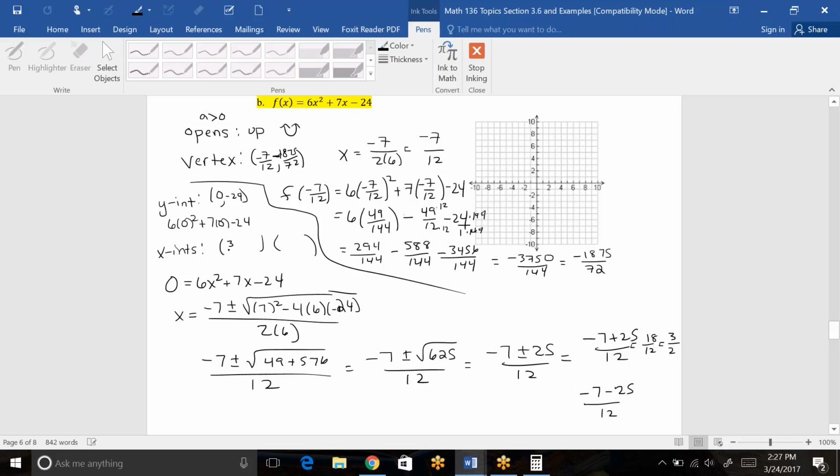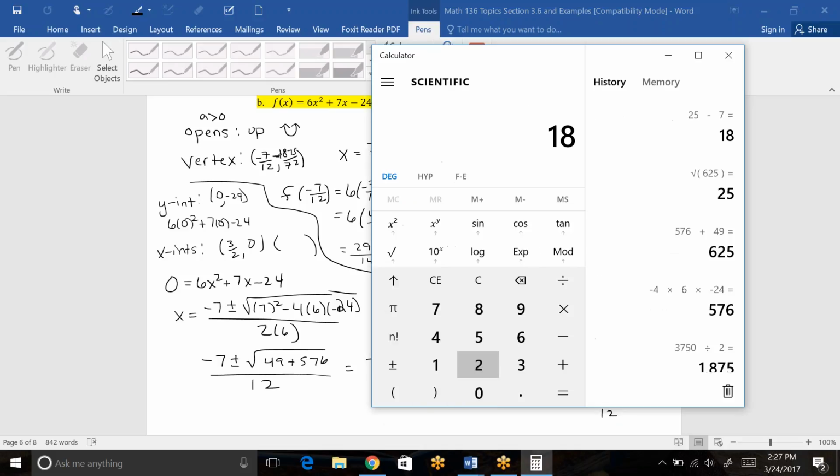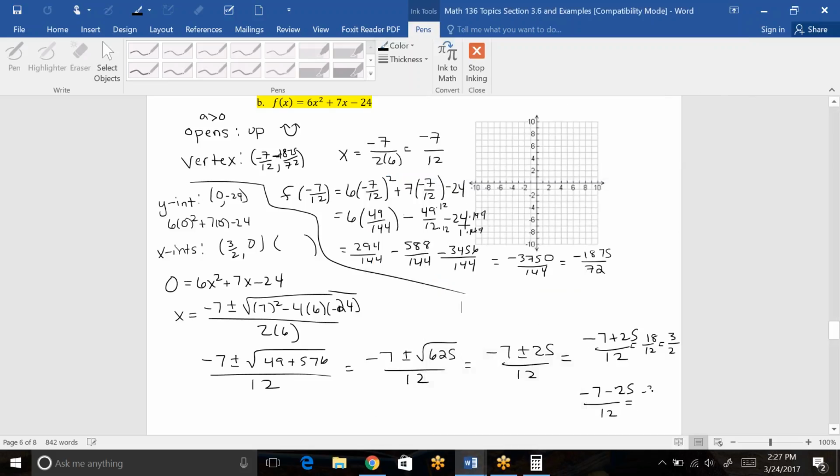So one of my x-intercepts is 3/2 comma 0. Add these together, 25 and 7, but it'll be negative, so that'd be -32 over 12, and divide both of those by 4, that'd be -8 over 3. So again, not the fun plots that you want to do because they're fractions, but at least they came out to nice numbers. So there's my y-intercept, there's my vertex, I open up, and there's my x-intercepts.